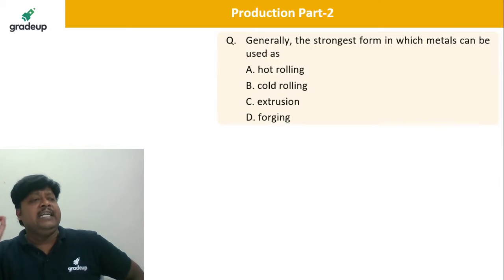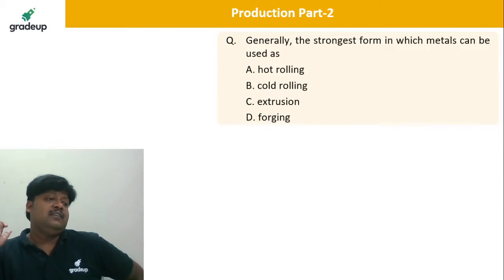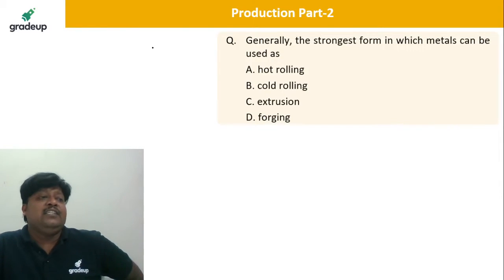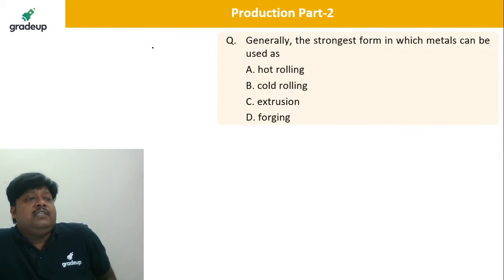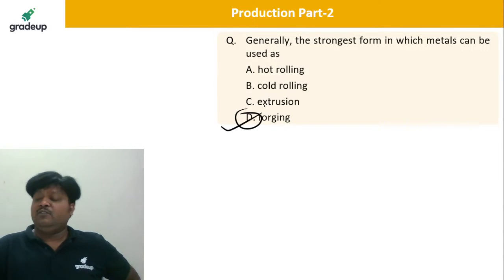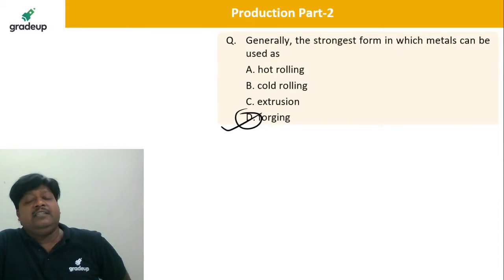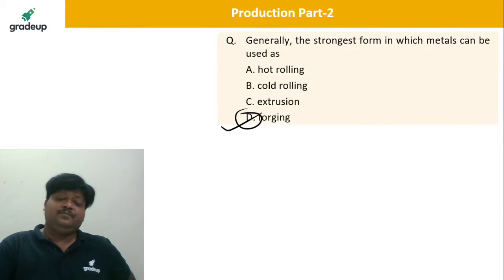Excellent. So D Delhi is the correct answer, not Pratik. So now Sahib, check. It is the forging operation, dear. We can get the strongest form of the material in that. D Delhi is the correct answer.